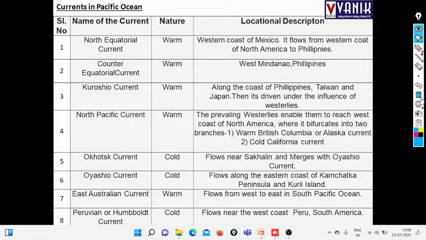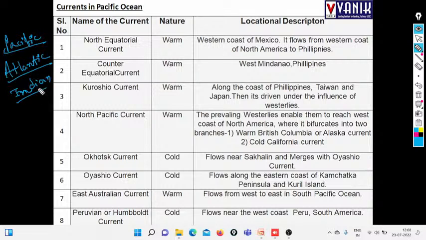If I say the currents in the Pacific Ocean, I would like to say currents in the Pacific Ocean, currents in the Atlantic Ocean, then currents in the Indian Ocean. There are three varieties of oceanic currents in these three oceans: Pacific, Atlantic, and Indian Oceans.